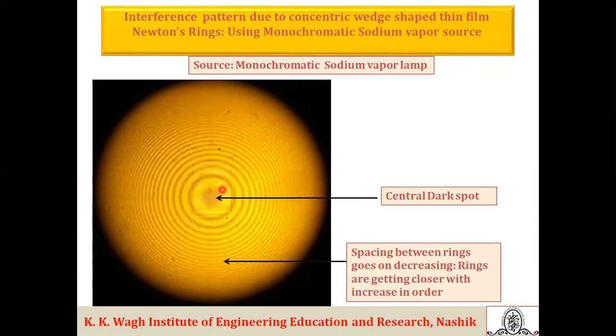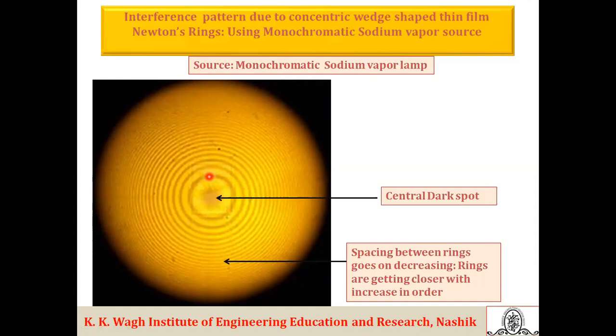Now what we observe in this pattern: the central spot always remains a dark spot because the central spot is the result of the thickness of the thin film, which at the point of contact is 0. When you move away from this point of contact in the outward direction, the spacing between rings goes on decreasing. So these are the three different cases of thin film which produce interference patterns.